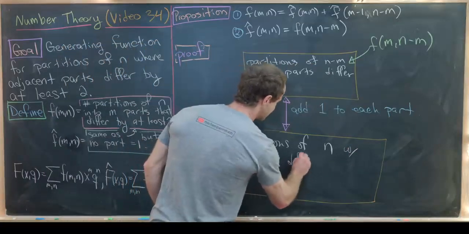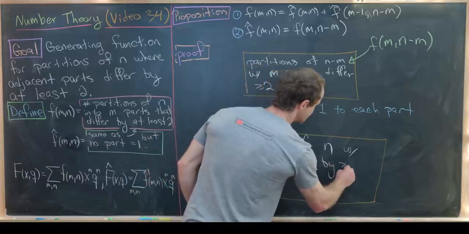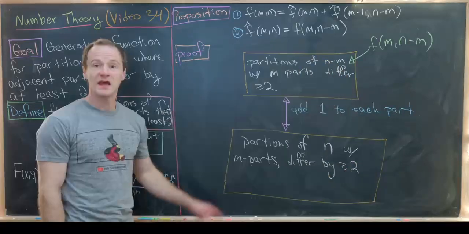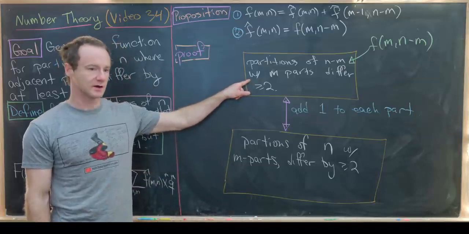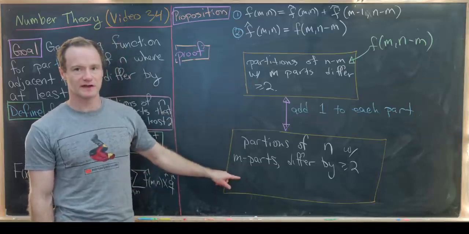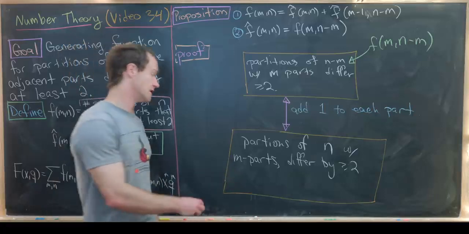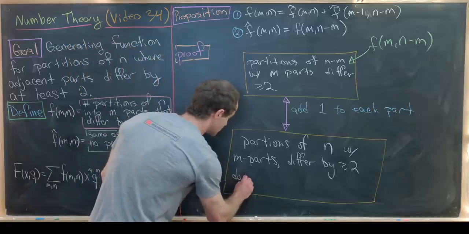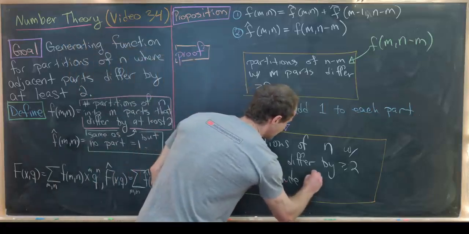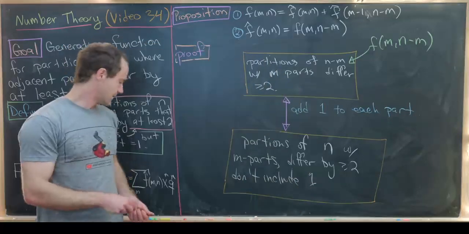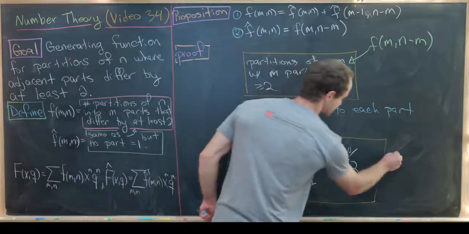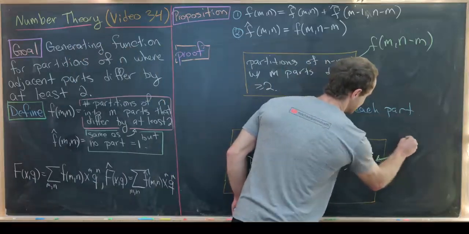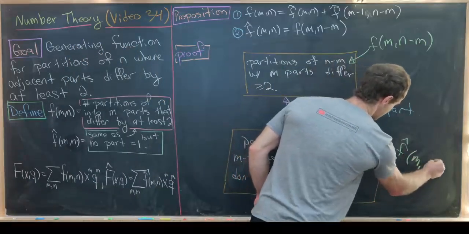They still differ by at least 2. And furthermore, since 1 was the smallest possible part here, the smallest possible part down here is 1 plus 1. So that means these don't include the number 1. Okay, but now we can easily count up the number of partitions in this box, and it's exactly what we want it to be. It's f hat of m, n.